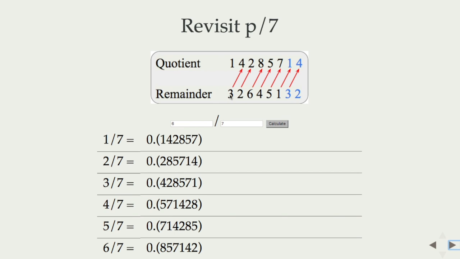There is a one-to-one correspondence between the remainder and the sequence in the results. As you see, if it's 1, we're going to start with 1, 1, 4, 2, 8, 5, 7. If we start with remainder 6, the next one will be 8, which means the number is 8, 5, 7, 1, 4. So this is a kind of cyclic pattern.